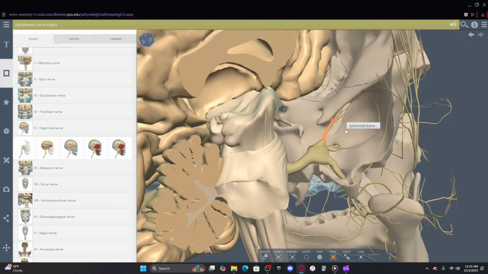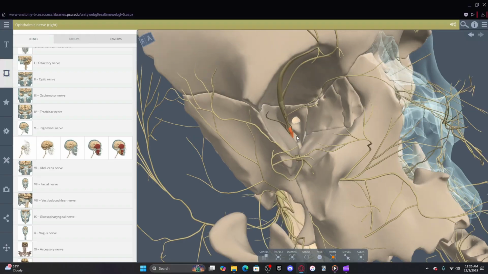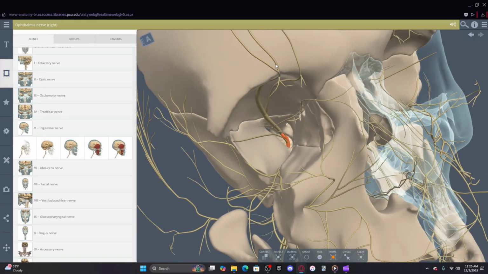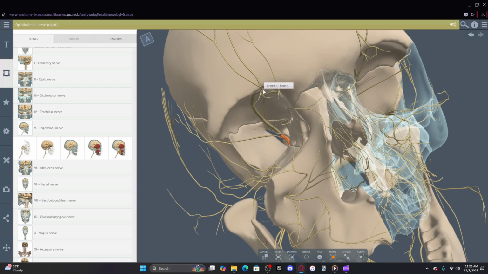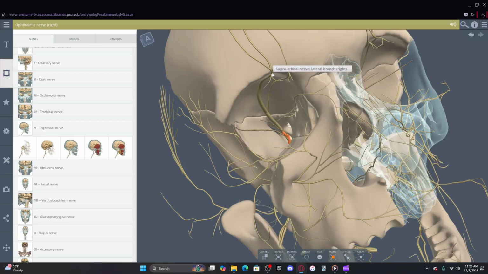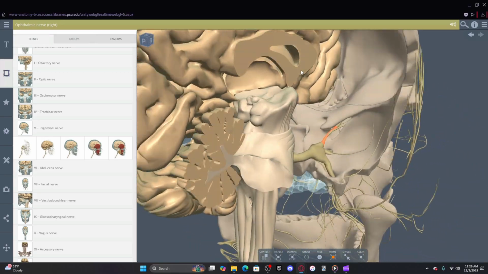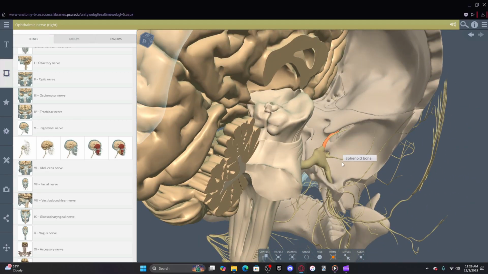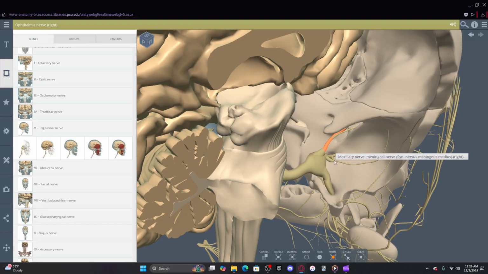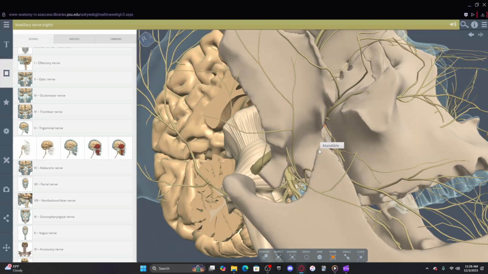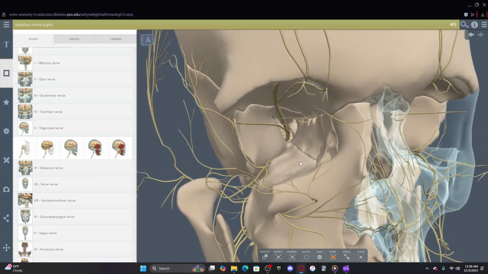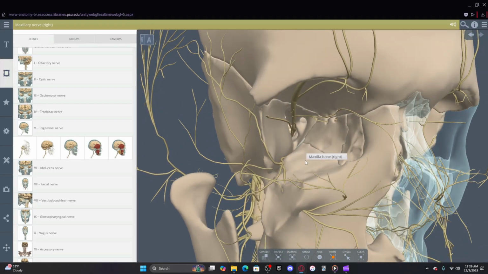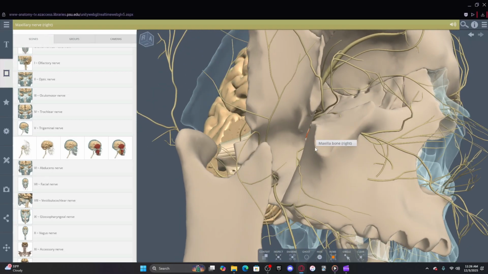The maxillary branch, right? So wait, time out. So the ophthalmic branch enters the superior orbital fissure, enters the orbit. That's what we're seeing here, right? We could also see it exiting via the supraorbital notch slash foramen. And then we have the maxillary branch going through foramen rotundum, right? Foramen rotundum. Right, it goes through foramen rotundum.